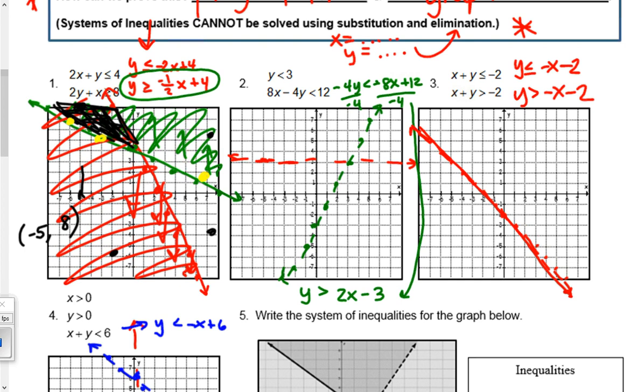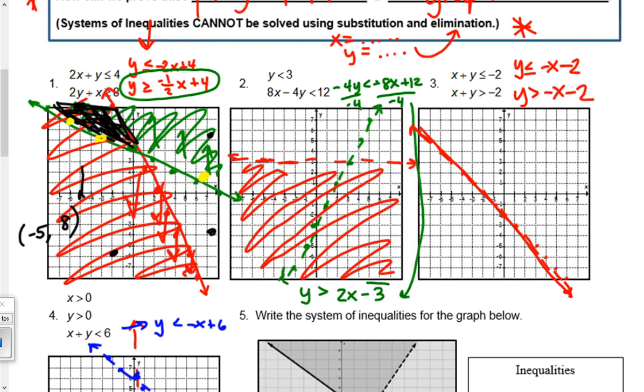Okay, so number 2, the red line is our horizontal line going through 3. Notice I did a dotted line since y is less than. So I'm going to shade again down here, less than, most of the graph. The green line, make sure you did yours correctly. This was one where you had to divide by a negative 4, and dividing by a negative is going to flip that inequality symbol around.